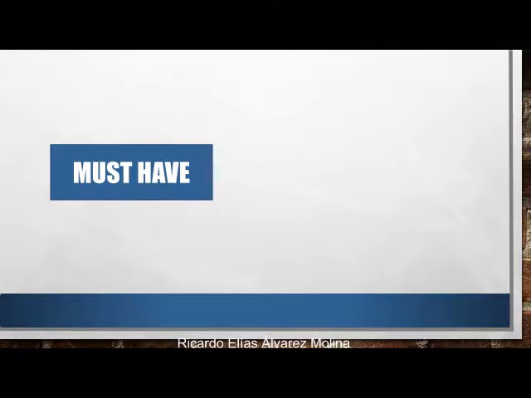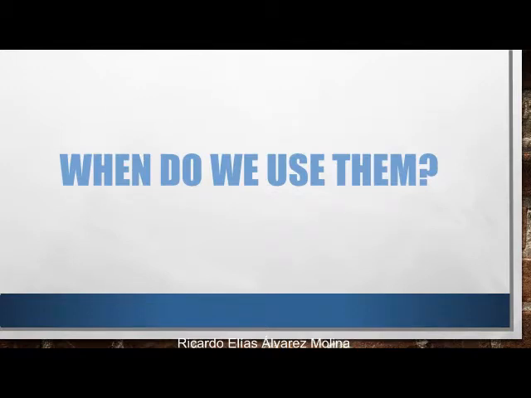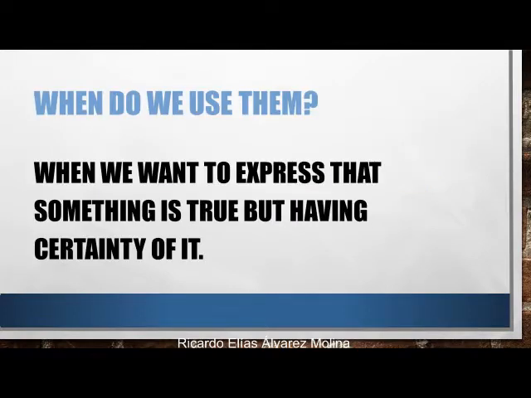Keeping in the modals of certainty, we have another use, that is, must have plus past participle. But when do we use it? We use it when we want to express that something is true, because we have certainty of it.